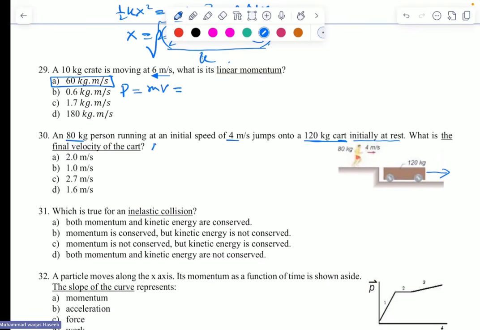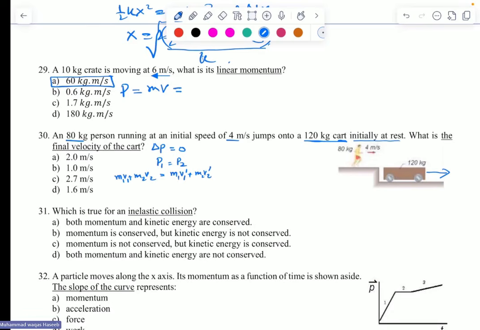So what is the law of conservation of momentum? The change in momentum equals zero, which is nothing but P1 equals P2. And so what is momentum before collision? Because we have two bodies, m1 v1 plus m2 v2 equals m1 v1 prime plus m2 v2 prime. So this is the condition.